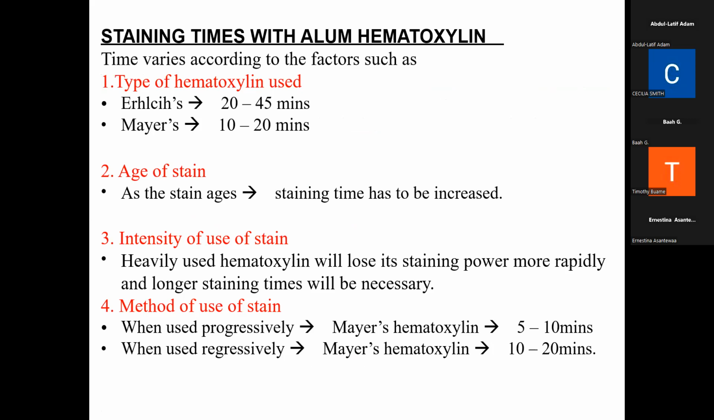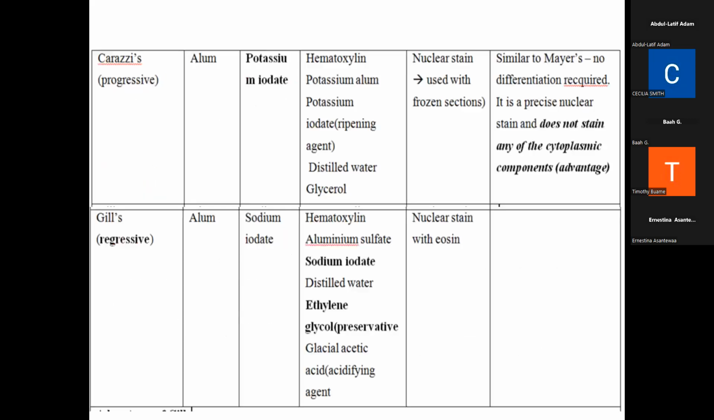Okay, the type of hematoxylin that you are going to use also influences the time that you are going to stain. So the time that you use for, let's say, Harris hematoxylin will not be the same time you use for Ehrlich's hematoxylin or Meyer's hematoxylin. So all these things will have to be taken into consideration. And also whether you are staining progressively or regressively, all will influence the time that you spend in the hematoxylin.